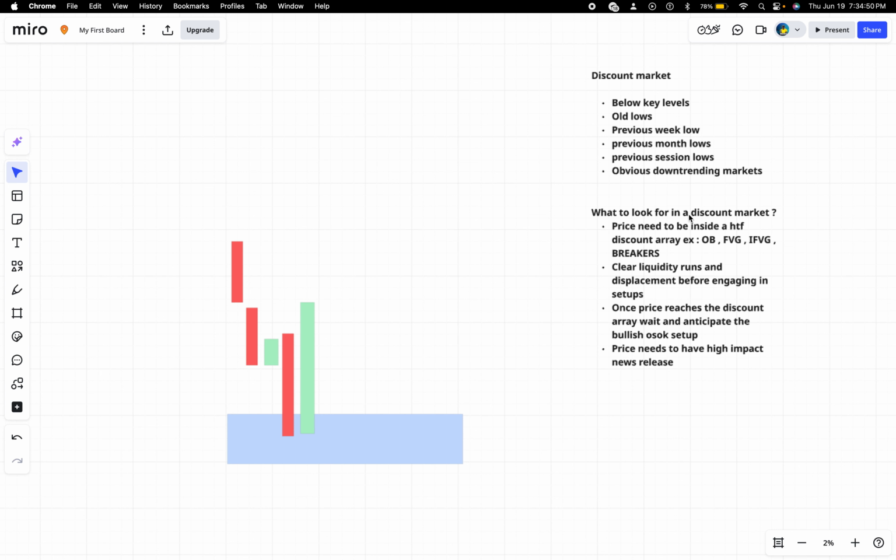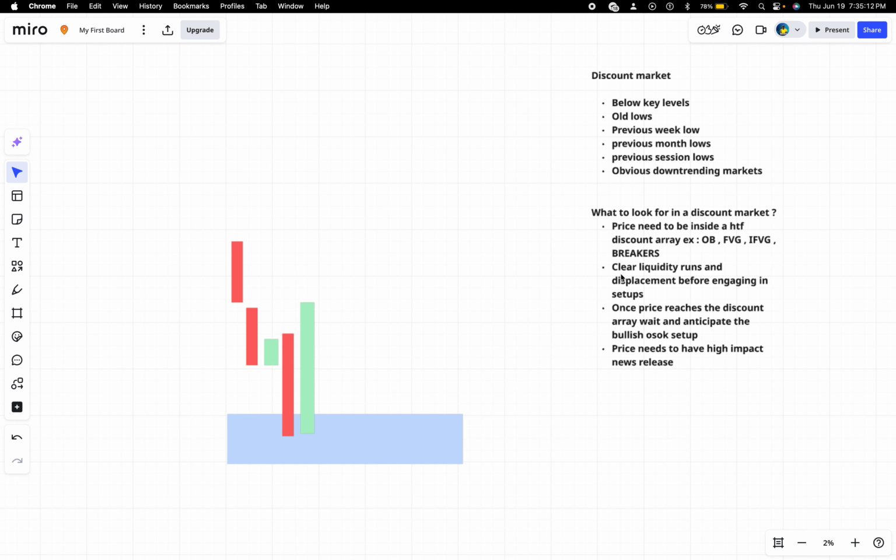Once price reaches the discount market, we're going to be waiting for a clear liquidity run. So it goes back here. You want to see price taking out a previous week low, or a previous month low, or a previous session low. You want to see one of these lows taken out, because that's going to put you inside of a discount market. Once again, guys, clear liquidity runs and displacement before engaging in setups.